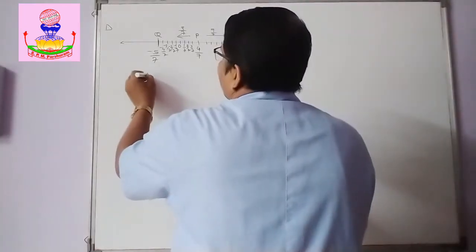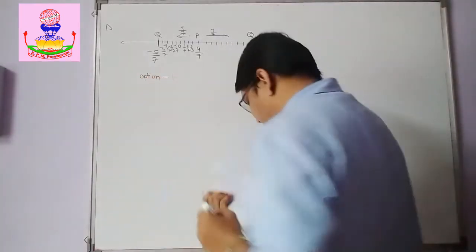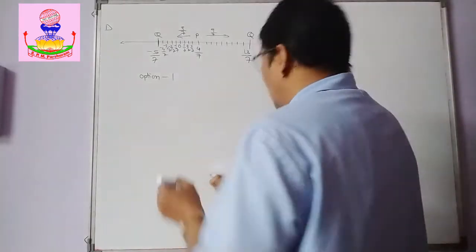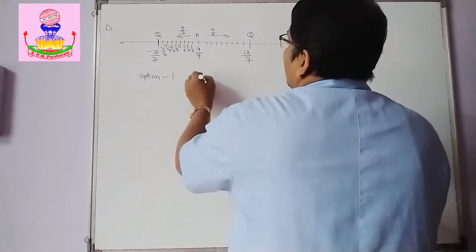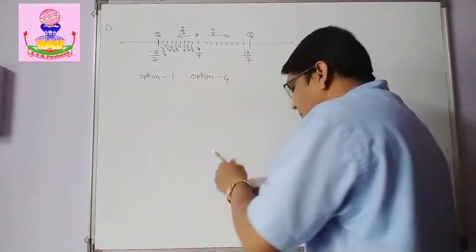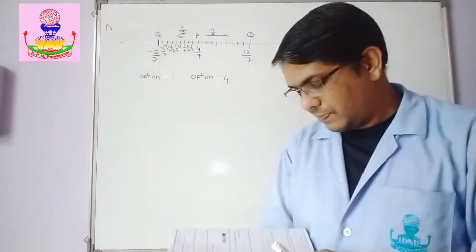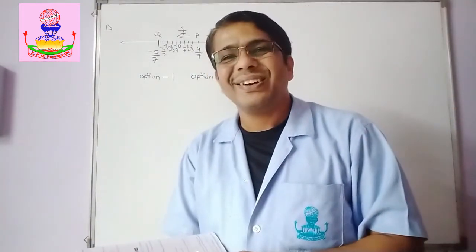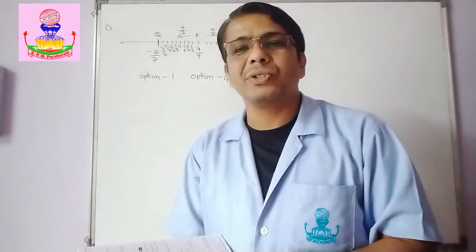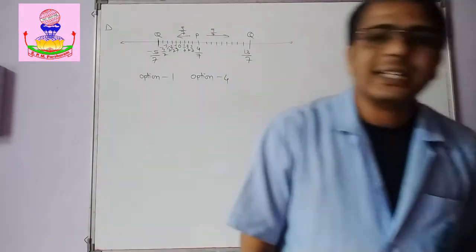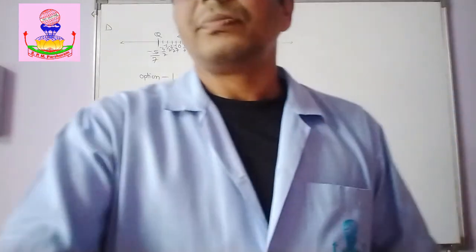Okay, option 1, 13 upon 7, and option 4. So there are two alternatives, option 1 and option 4. These are the two alternatives for point Q's coordinate. Okay, so now let's move to second example.